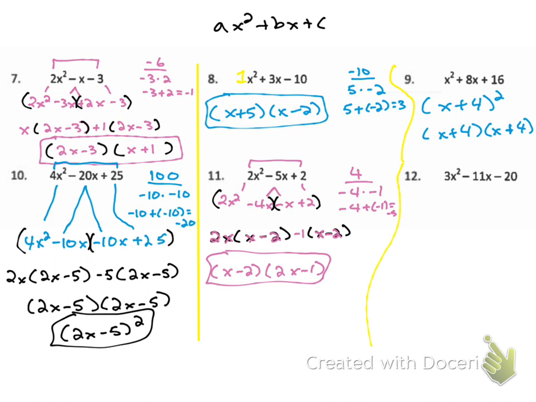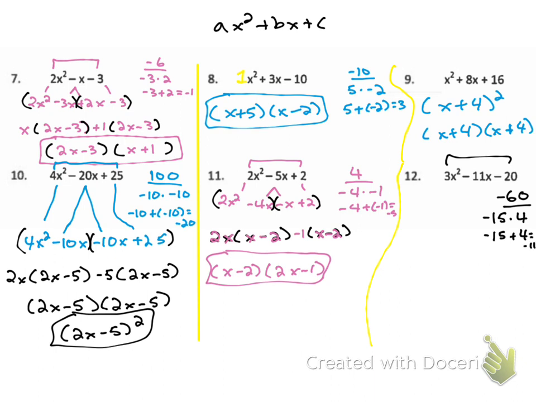Number 12, no GCF, not a perfect square trinomial. So again, we are using our favorite AC method. 3 times negative 20 gives me negative 60. 2 factors of negative 60 that add to give me a negative 11. Negative 15 and 4. Negative 15 times 4 is negative 60. Negative 15 plus 4 gives me negative 11.